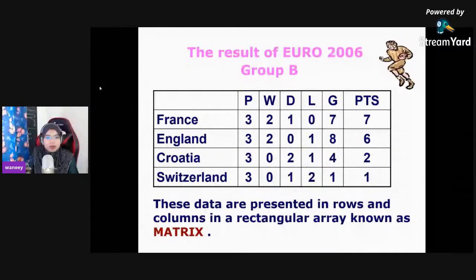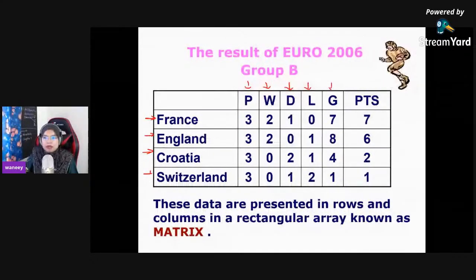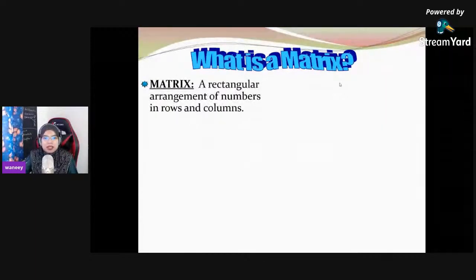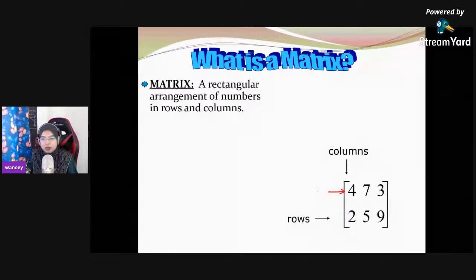So we have some rows over here. These are the rows and these are the columns. So we can call them a matrix. Okay, so what is a matrix? A matrix is a rectangular arrangement of numbers in rows and columns. So where are the rows and columns? For example, over here, this is row 1. Then below here, this is row 2. So if we are talking about rows, we have 2 rows.